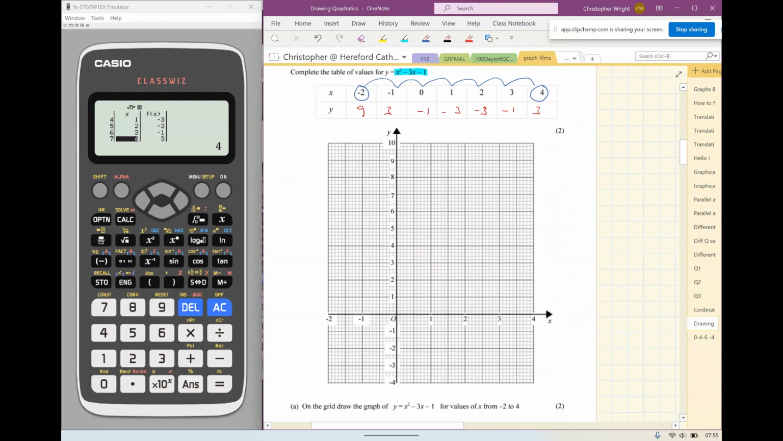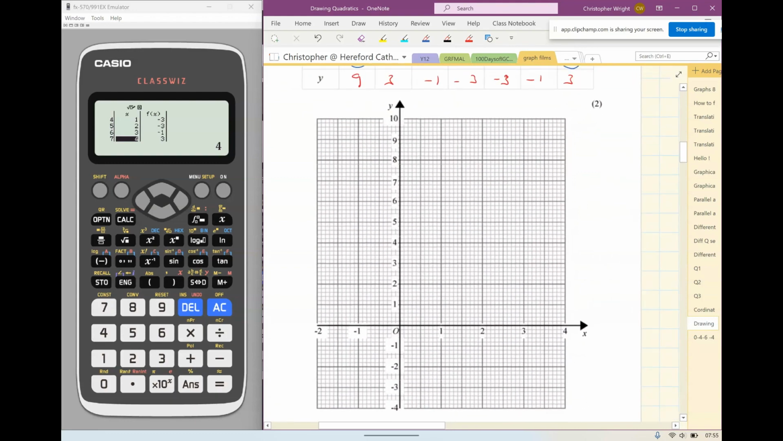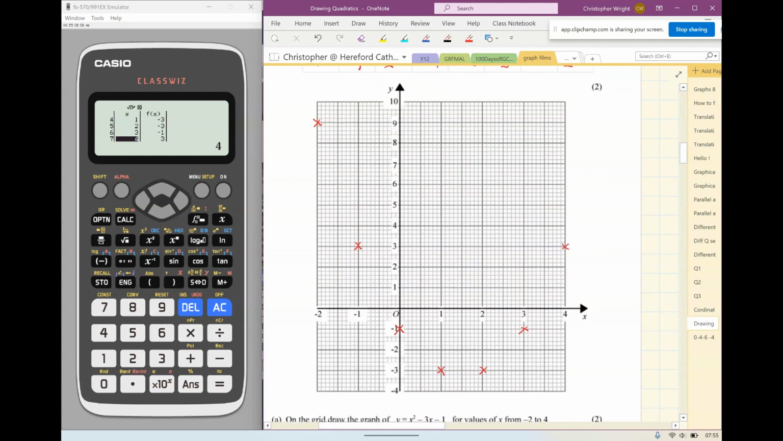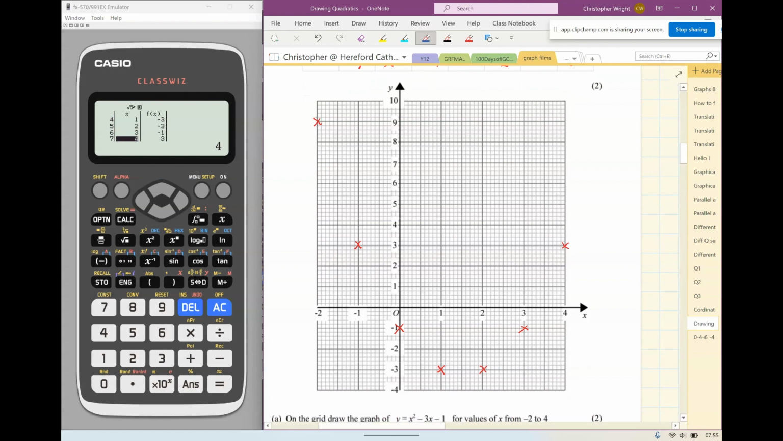So here we go. Now, do I need to beware the scales? Yes, I do. Scale warning. You've got a different scale on your x-axis than you do on your y, so be careful. Right, minus 2, 9 is up here. Minus 1, 3. 0, minus 1. 1, minus 3. 2, minus 3. I'm going to need to be careful of that flat bottom again. 3, minus 1. And 4, 3. And now all that remains is for me to join up these points.